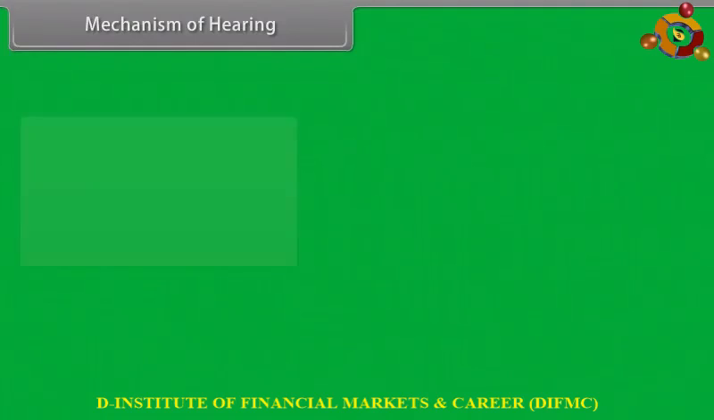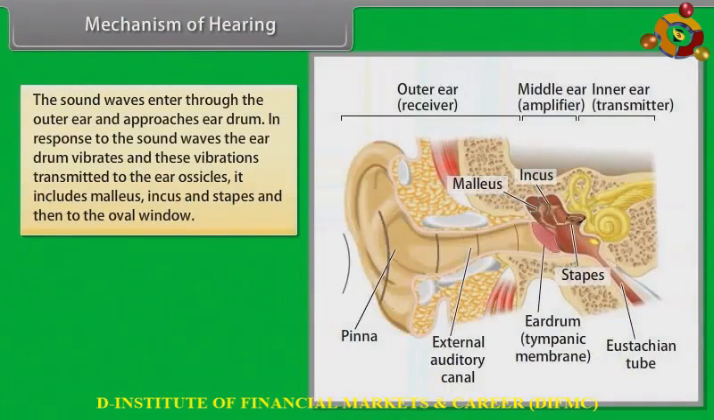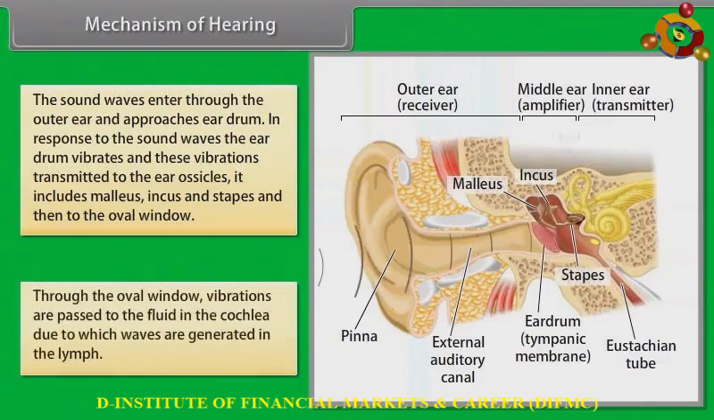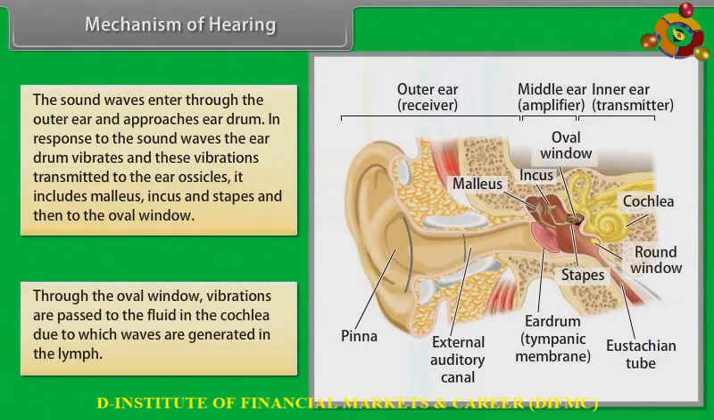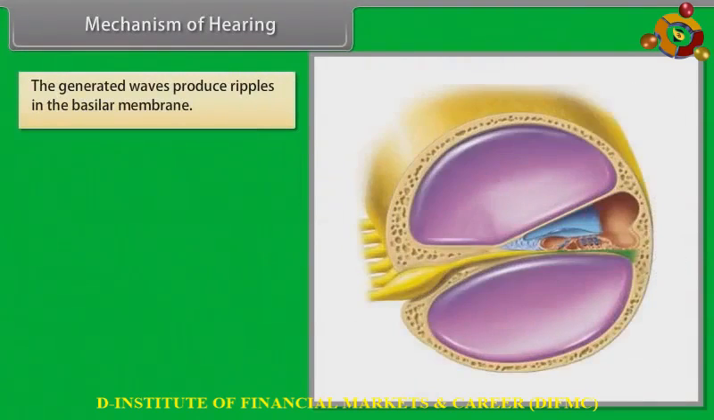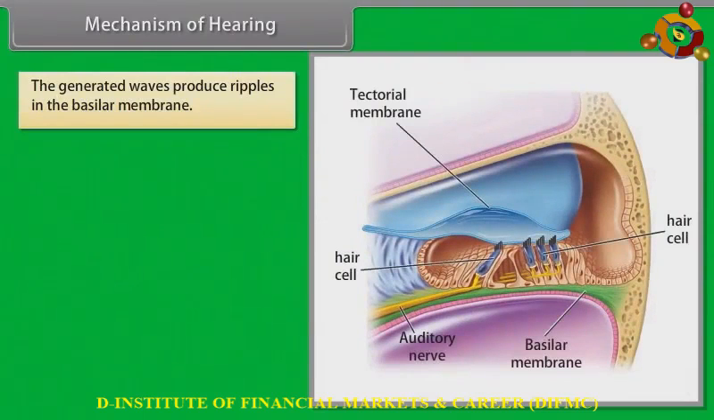Mechanism of hearing. The sound waves enter through the outer ear and approach the eardrum. In response to the sound waves, the eardrum vibrates, and these vibrations are transmitted to the ear ossicles, which include the malleus, incus, and stapes, and then to the oval window. Through the oval window, vibrations are passed to the fluid in the cochlea, due to which waves are generated in the fluid. The generated waves produce ripples in the basilar membrane.